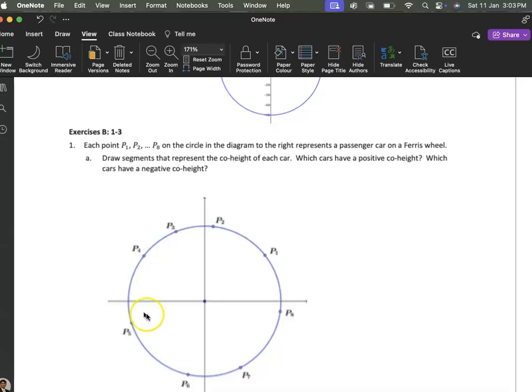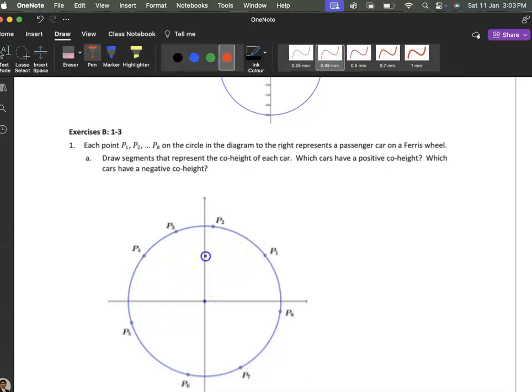Okay, so I think I know how this works. So co-height from each would be? This would be the co-height. That would be the co-height. Yeah. Exactly.